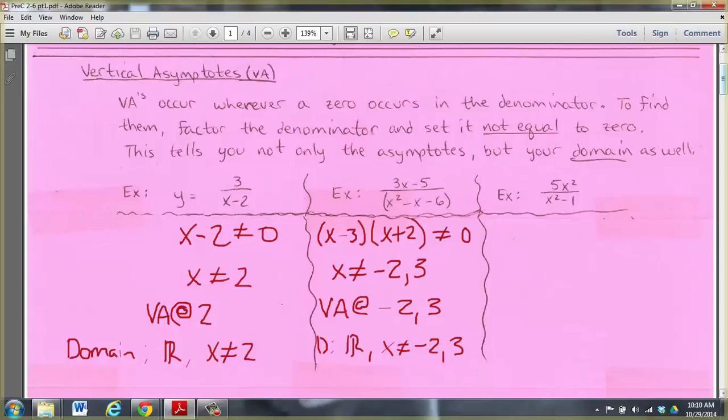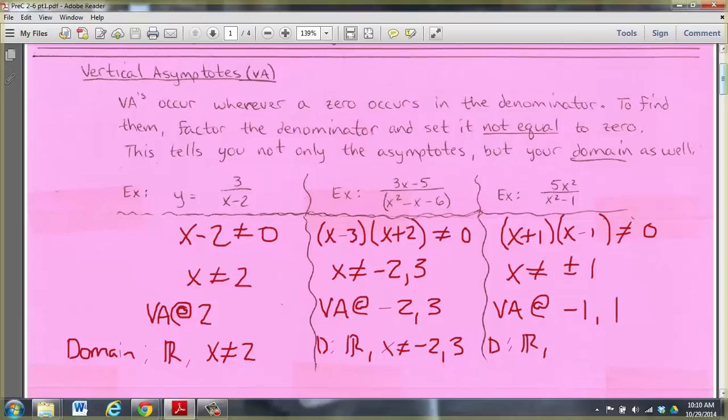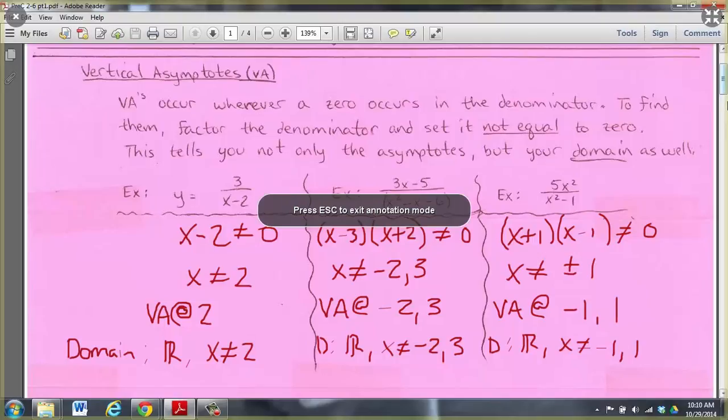And the last one factors out to x plus 1, x minus 1, which means x cannot equal plus or minus 1. And your vertical asymptotes are at negative 1 and 1. Your domain, all reals, but x cannot equal negative 1 or positive 1. So hopefully you agree that finding the asymptotes is really a fairly simple process.